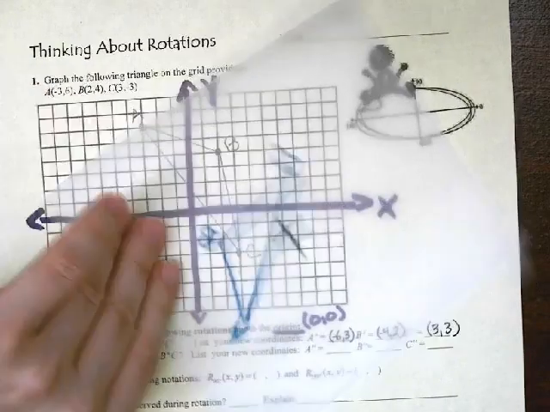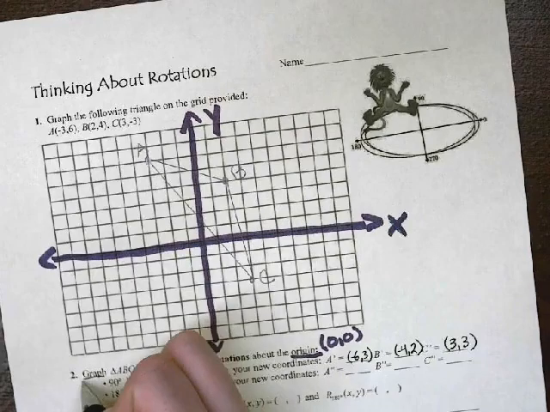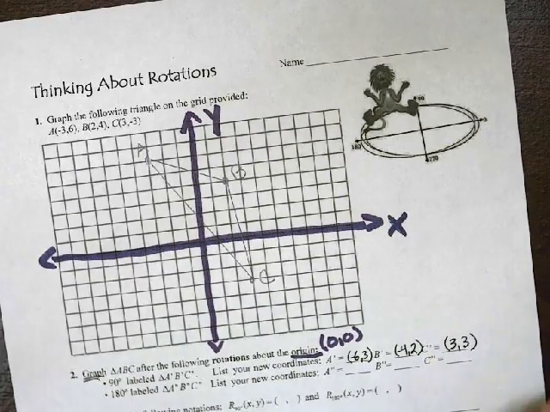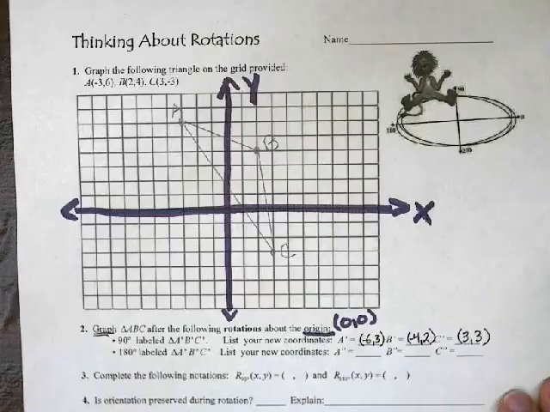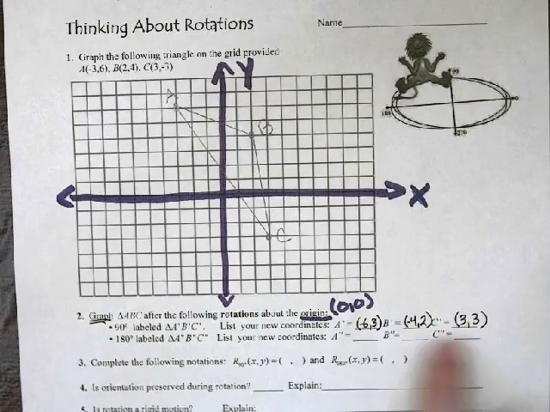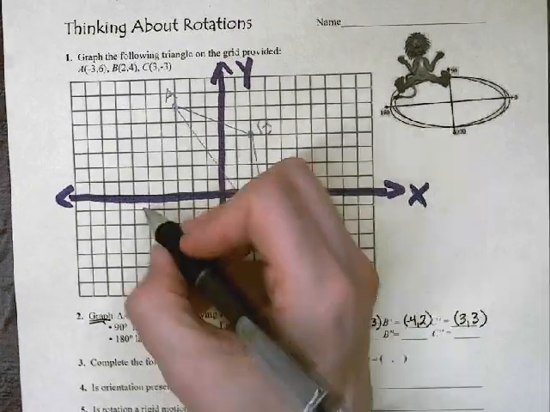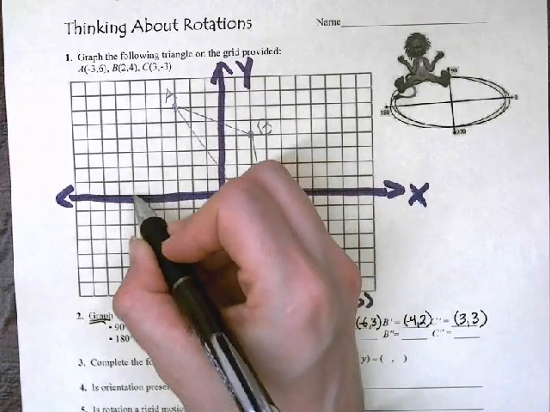Okay. Now they didn't just ask me for the coordinates. If you look up here, they actually ask you to graph it after the rotation. So I'm going to graph those 3 points that I was able to come up with using the patty paper. -6, 3.